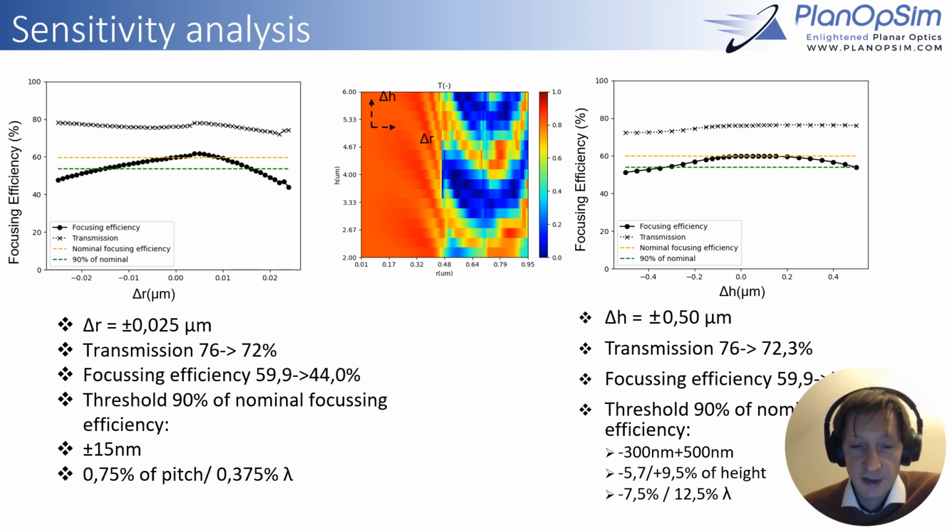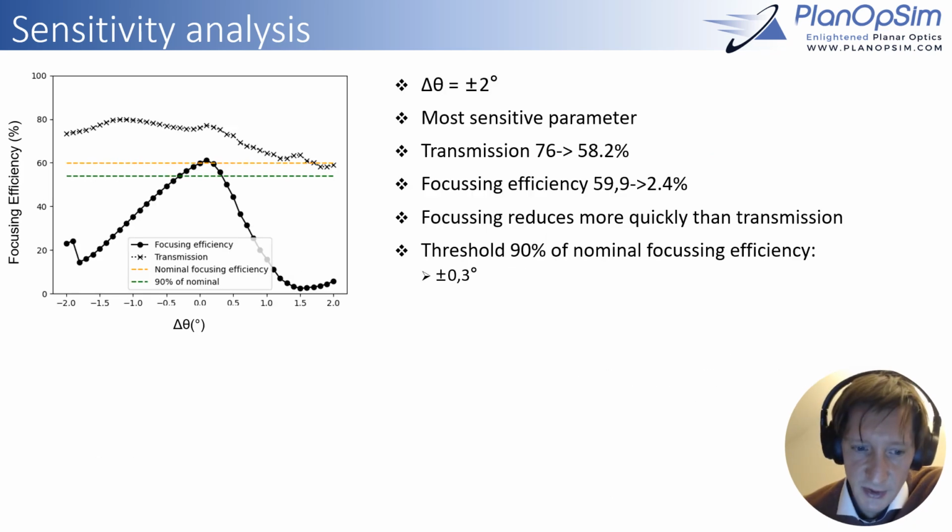We then apply the same type of sensitivity analysis to the height, and we see here changes in height are not very sensitive to this design. So the transmission again changes from 76 to 72%, where focusing efficiency drops a little bit more.